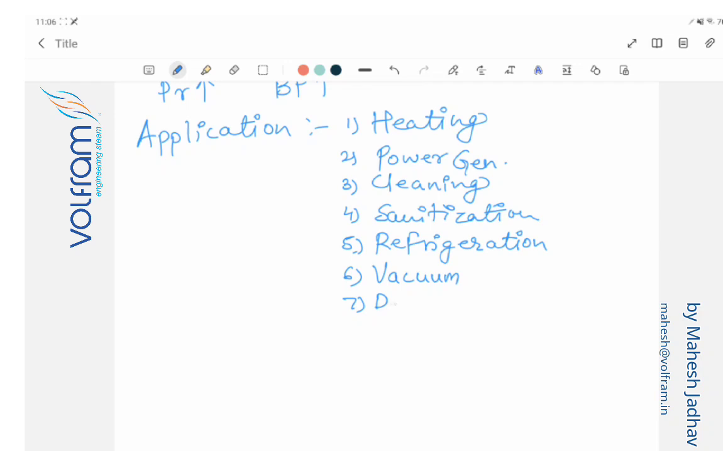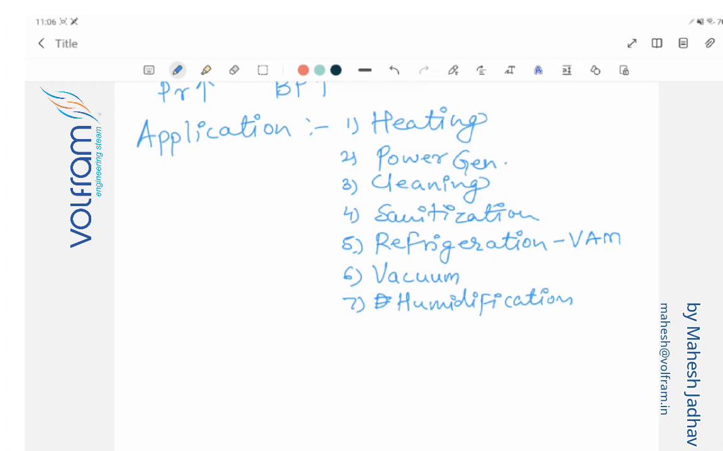Sanitization in pharma or in food industry: to sanitize the equipment, they put it in an autoclave. Another use was humidification, to increase the humidity in the air. Then refrigeration. There is a machine called VAM, vapor absorption machine, where steam is the primary source of energy to create refrigeration, chilling.